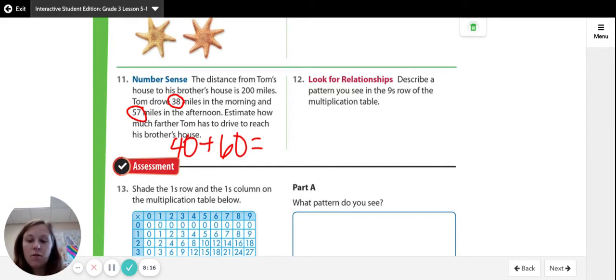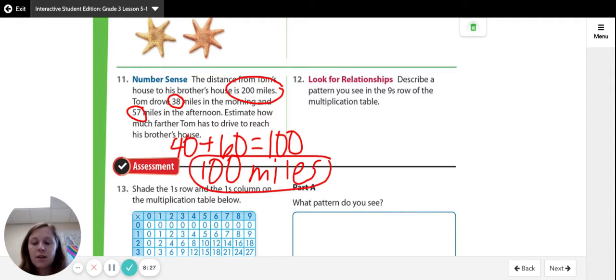So 40 plus 60 is 100. And we know his house is 200 miles away, so we know he has 100 more miles to drive. And that's not exact because we didn't use the exact numbers, but that's about how many miles he had. If we wanted to find the exact, we would add up the 57 and 38. We're just trying to find an estimate. Cross off number 12. Let's look at number 13.